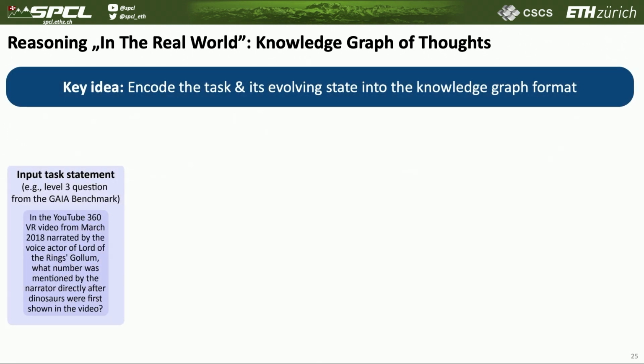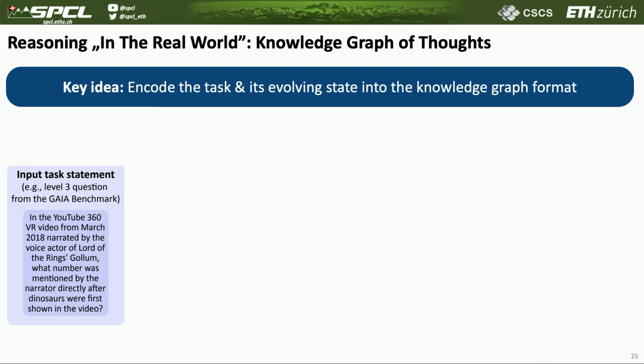So we have an example task, again from level 3, the hardest tasks from the GAIA benchmark. There is a YouTube video from March 2018, narrated by the voice actor of the Lord of the Rings Gollum. And now the question is, what number was mentioned by the narrator directly after dinosaurs were first shown in this video? So again, some multimodal reasoning. There is a video involved, there is a website involved. There are some questions about who the actor is, this voice actor here.